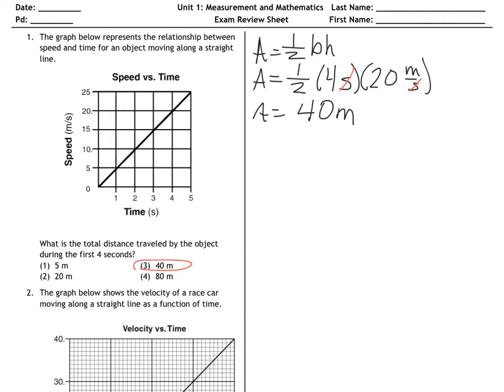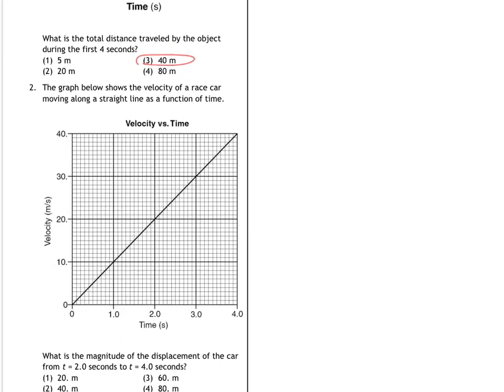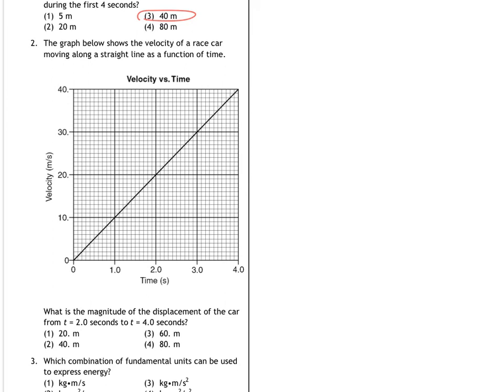All right, so next. The graph below shows the velocity of a race car moving along a straight line as a function of time. So we have speed versus time. Again, if we did a slope here, that would give us acceleration, and if we did an area, it would give us distance again. So let's see.